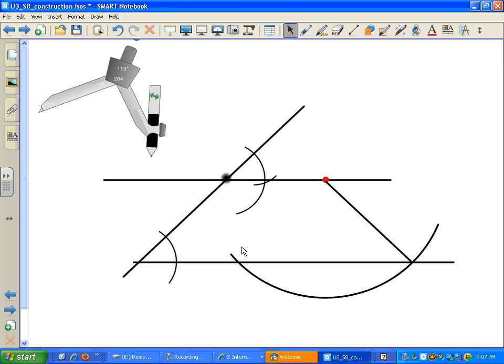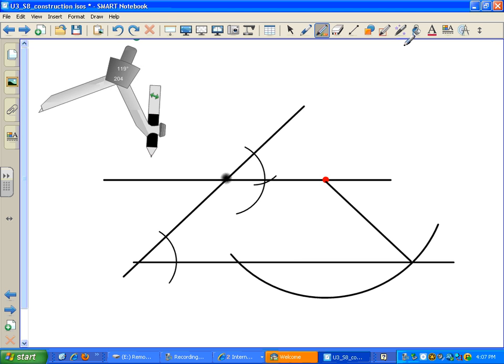So now I've constructed this isosceles trapezoid because this length right here is the same as this length right there. So there is my isosceles trapezoid. Now let's look at some of the properties of an isosceles trapezoid. We know the legs are congruent.